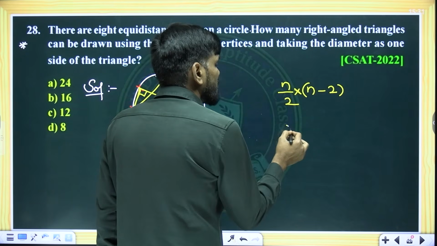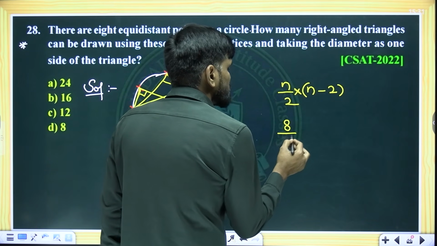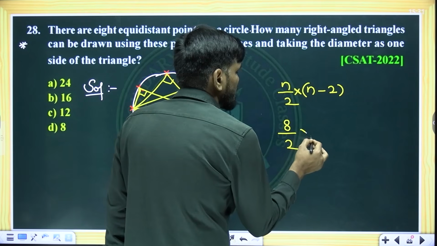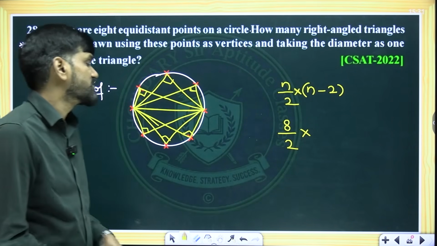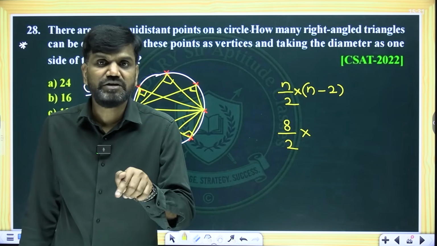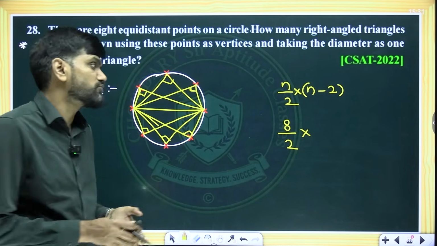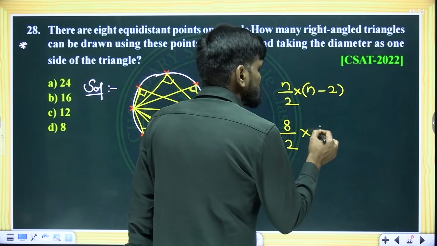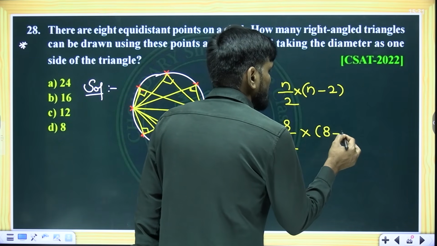N here is nothing but 8. 8 points are there. So how many diameters will come? 4 diameters will come, because joining any pair of opposite points will become a diameter. For every diameter, how many triangles can you form? n minus 2. Hence, n is 8, so n minus 2 means 8 minus 2.